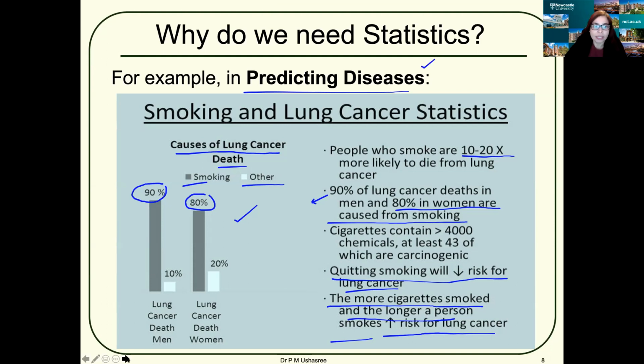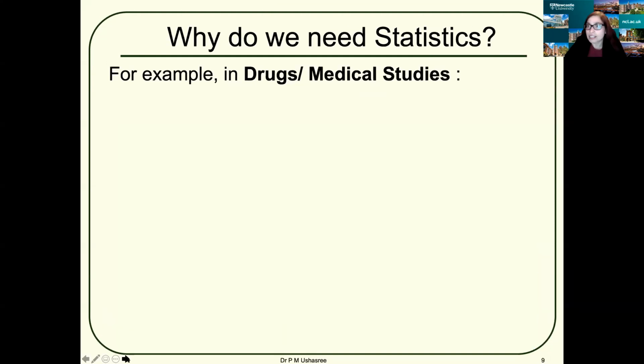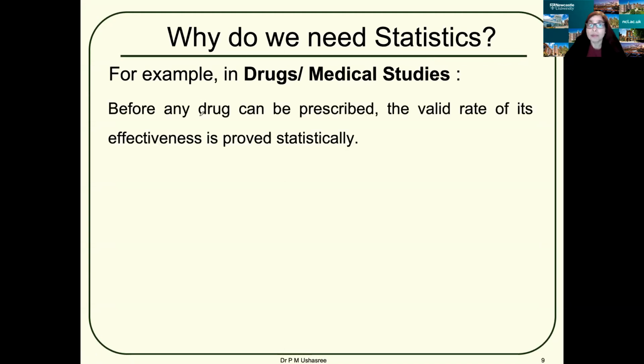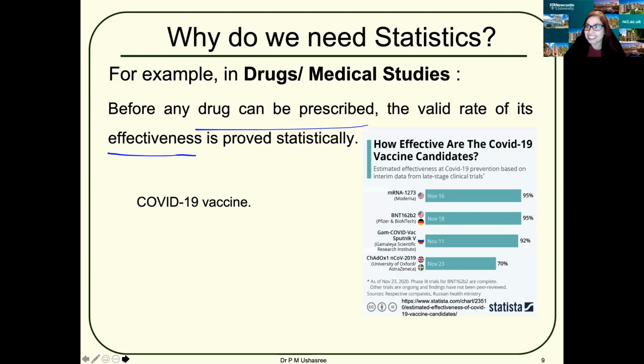Let's take another good example. In drugs and medical studies, how statistics can be used. Before any drug can be prescribed, the valid rate of its effectiveness is proved statistically. Can you think of a good example here? The current situation, COVID-19 vaccine.